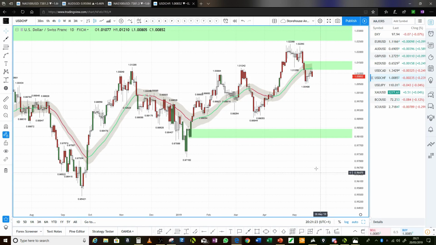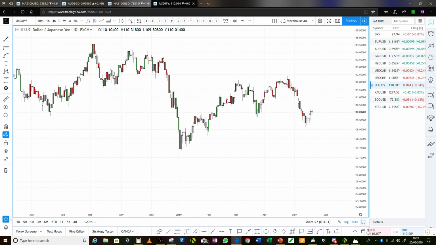Let's do gold, shall we? Oh no, we can't skip the US dollar Japanese. Let's do that one. Sorry. Let's do that one. And again, we see a very flat market. Flat market on the monthly.